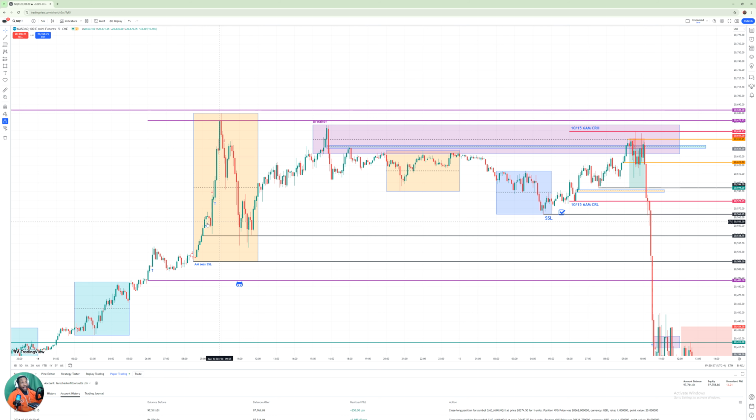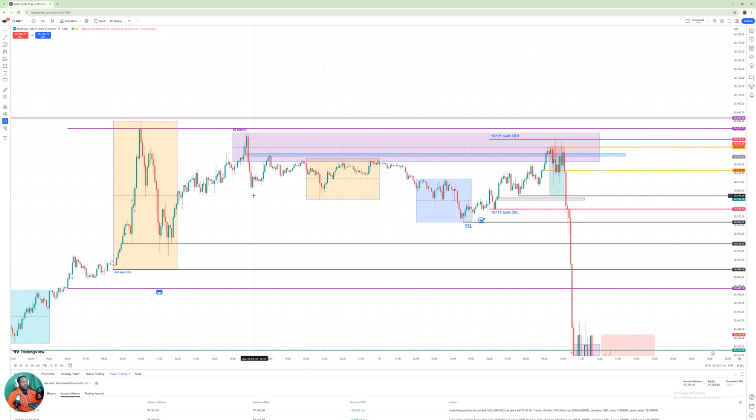So this is basically the AM session. This is the Monday AM session, and I denoted the sell side liquidity. What ended up happening is we obviously went into the PM, and then into the overnight session for last night. So this is the Monday Asia range. That's the Asia session, and this is actually the London session here.